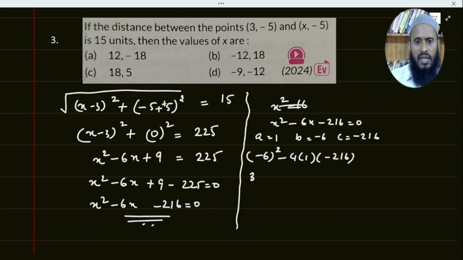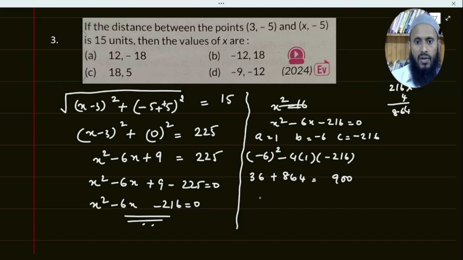Minus 6 square is nothing but 36. Then minus 4 into minus 216 will give me a positive answer. So I'll just calculate 216 into 4 here. 4 6s are 24, 4 1s are 4, 6, 4 2s are 8, 864. So 36 plus 864 will give me 900. So the square root of b square minus 4ac will be equal to 30.